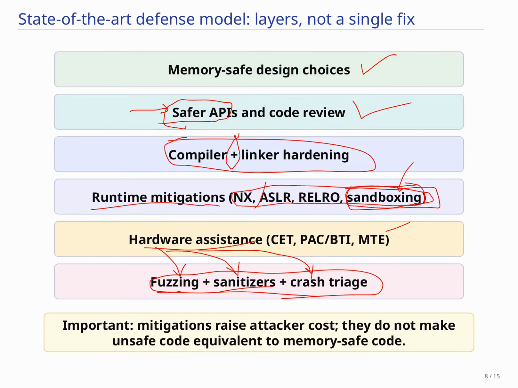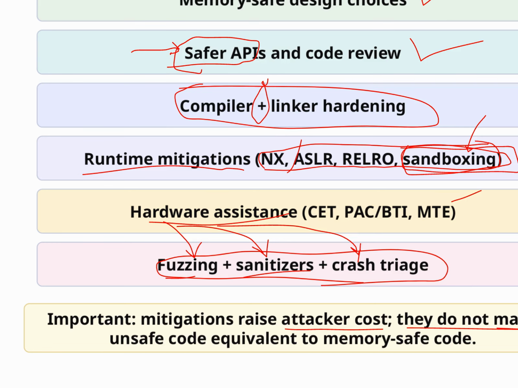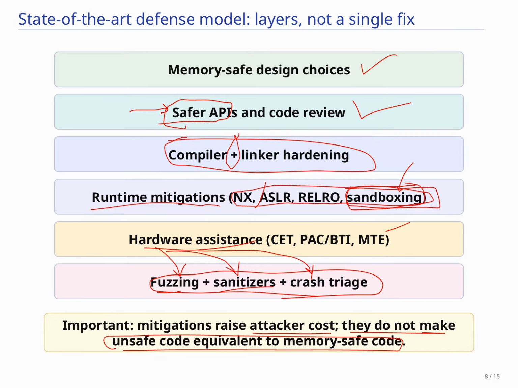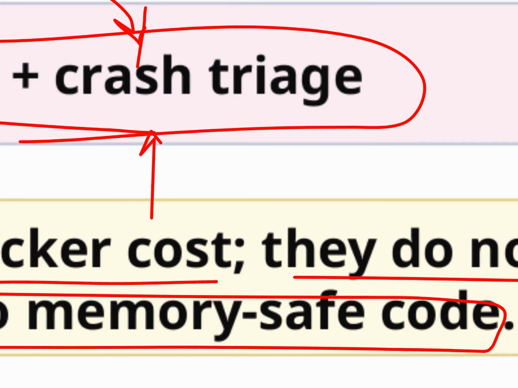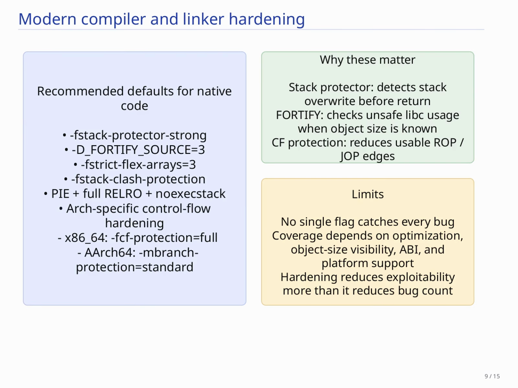And mitigation raises attackers' cost. They do not make unsafe code equivalent to memory safe code. That mitigation is only made for raising the attacker's cost. Okay, it's not a defense against this.